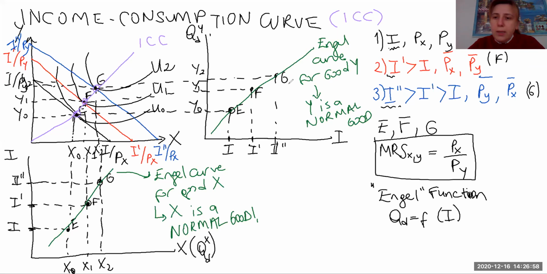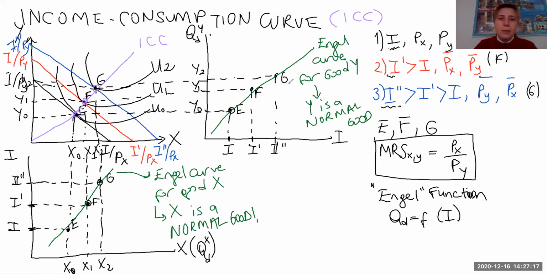Engel curve. So this individual thinks that this good is always normal for all income levels. While the income increases, the quantity demanded will increase. So it's always a normal good for this individual.